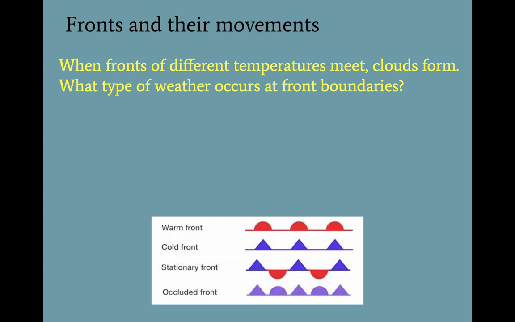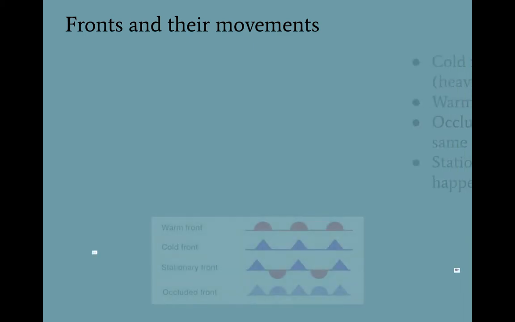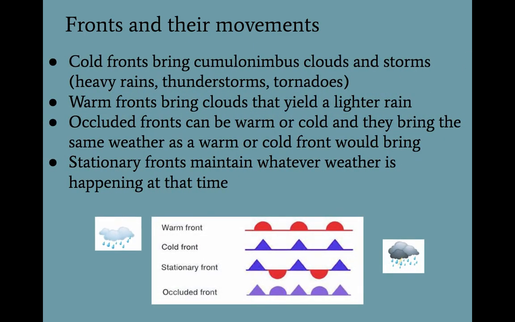For a warm front, you get precipitation, but it's a little lighter, some light rains and whatnot. I forgot to advance my slide. Here we go. So cold fronts bring cumulonimbus clouds and storms. You get heavy rains, thunderstorms, and tornadoes. Warm fronts bring clouds that yield lighter rain.